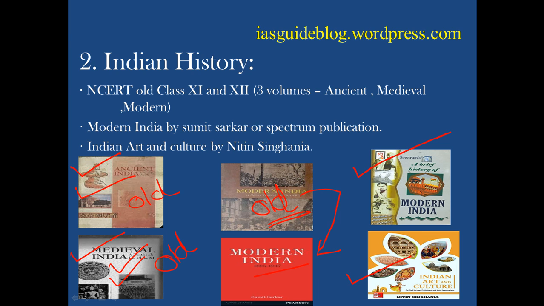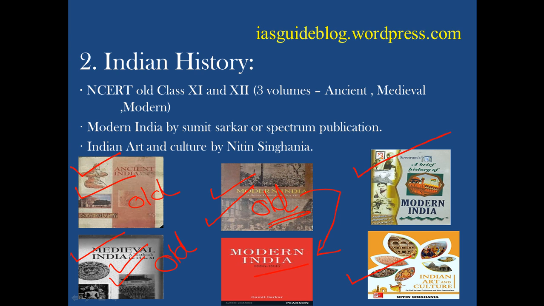And when it comes to the modern India book, the old NCERT book by Bipin Chandra, they have written about the British East India Company, how it established itself in India. Various movements they have discussed: freedom struggle, formation of the Indian National Congress, revolutionary terrorism, Khilafat movement, Swadeshi movement, non-cooperation movement, civil disobedience movement. All these they have covered in modern India.